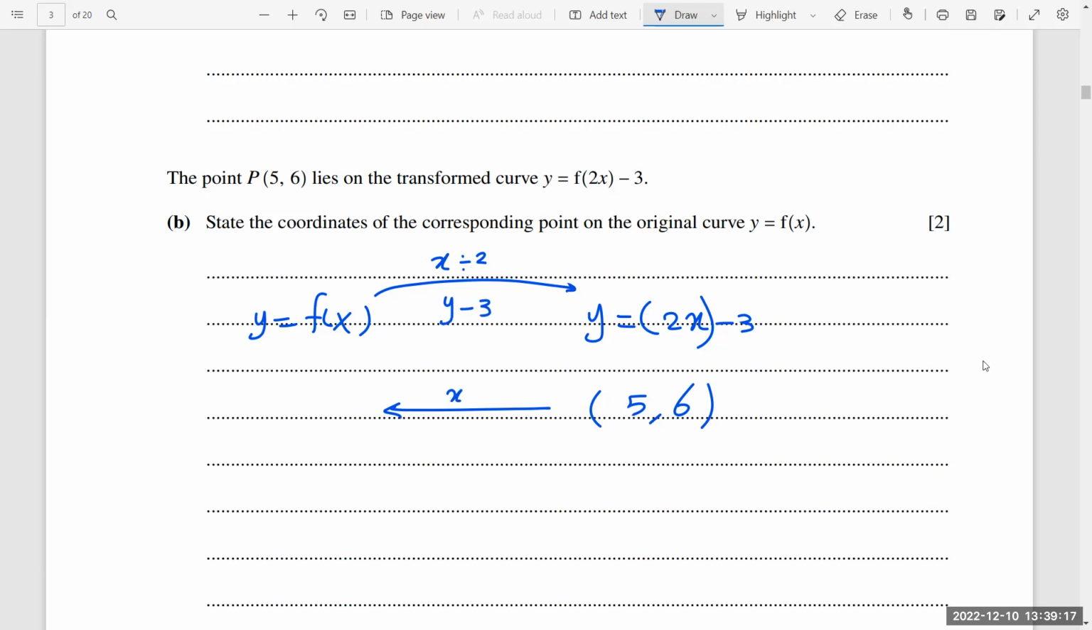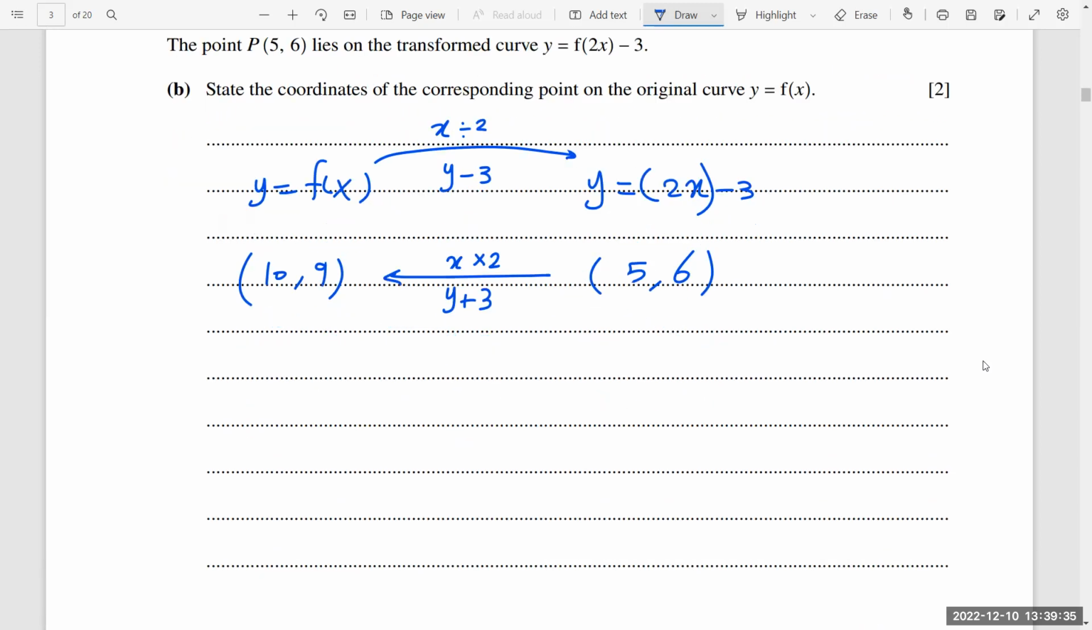The x here, you just multiply by 2. So 5 times 2 will be 10. And the y, instead of subtracting 3, will be increased by 3. So 6 plus 3 is 9. So the original point here is 10 and 9. This is the answer.